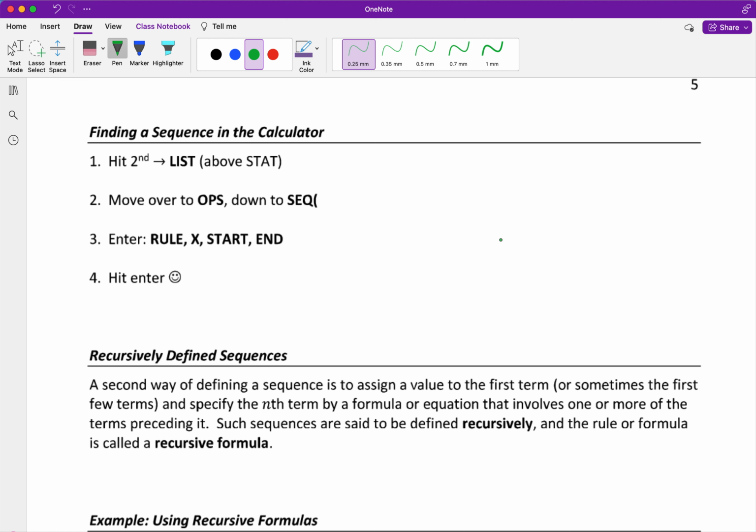We can find a sequence in the calculator by following these steps, and I'll show you in a second. But we hit second list in the calculator. We move over to operation, so ops, and down to sequence, SEQ.